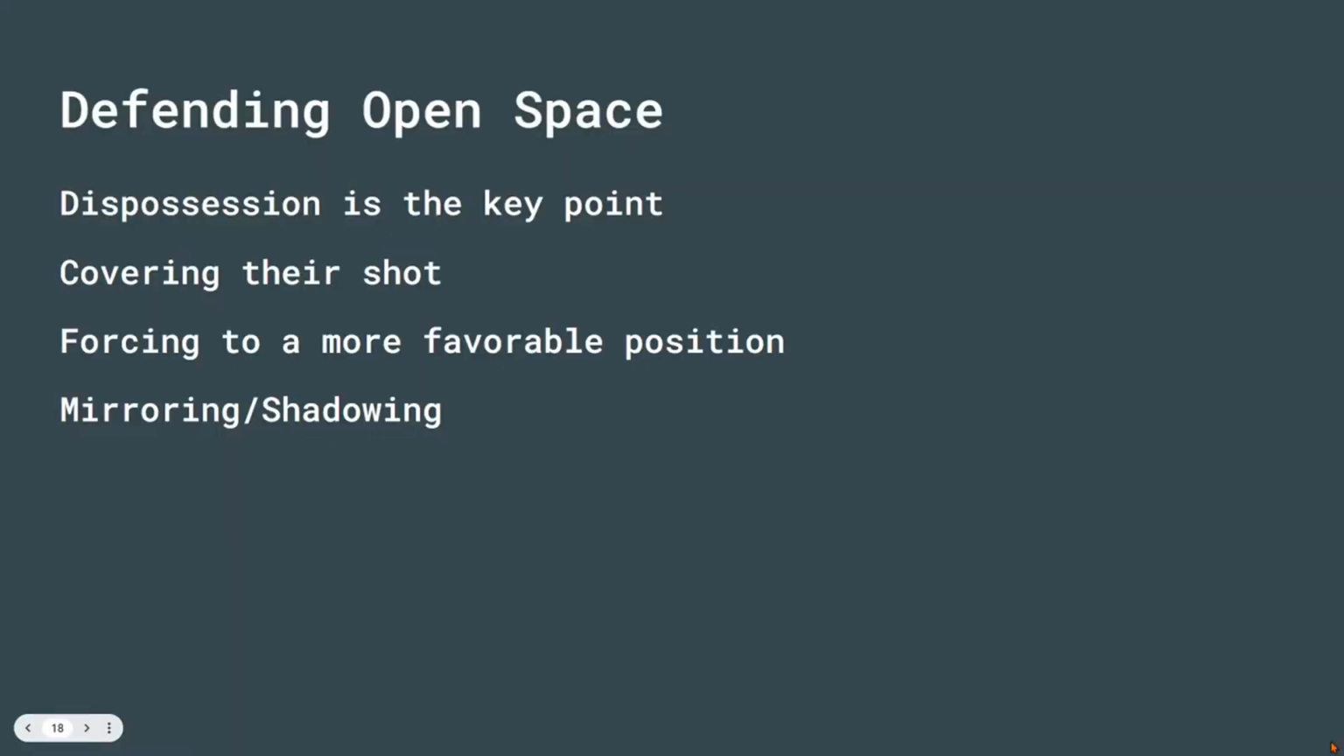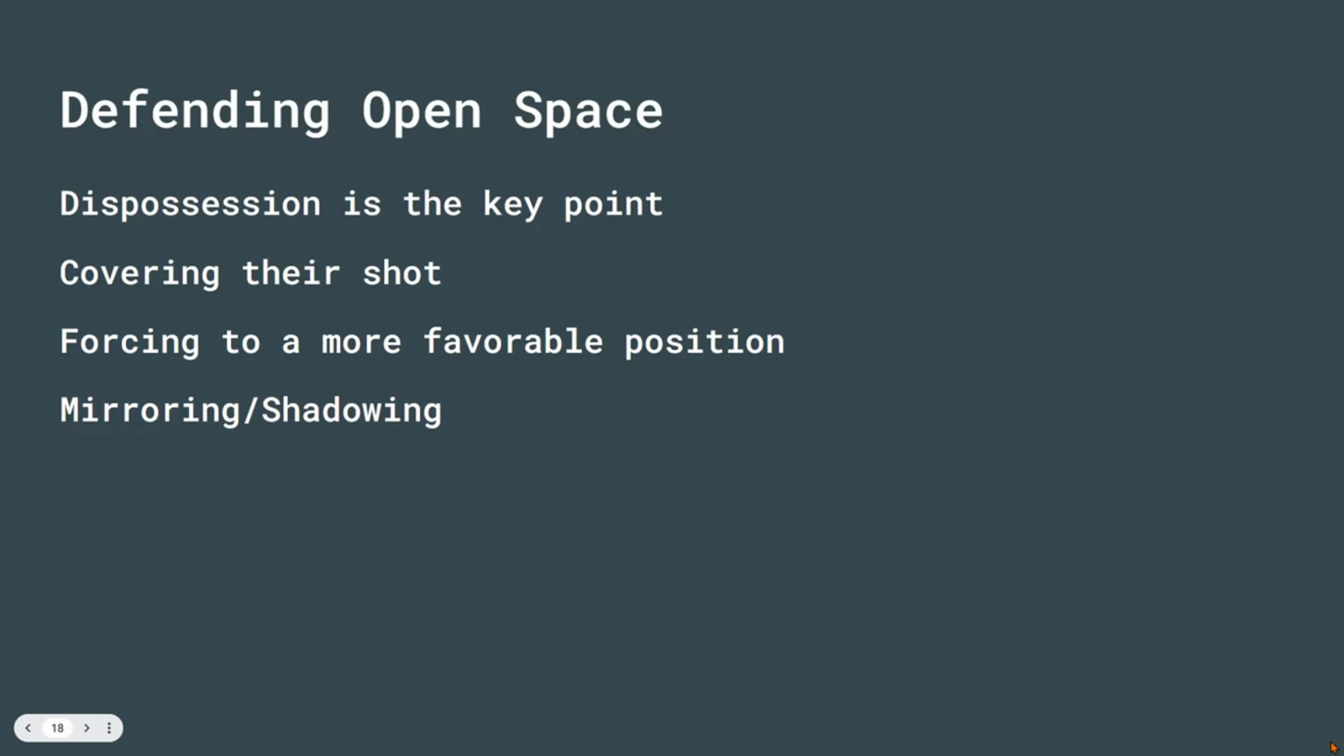Now, let's talk about defending open space. Dispossession is the key point. It doesn't matter how you do it, as long as you can dispossess them. It doesn't matter if you get dunked on a 50 if the ball goes back to your team, because you dispossessed them. You got rid of their ability to shoot or create a dangerous situation for your team. You were able to dispossess them and get your team possession.